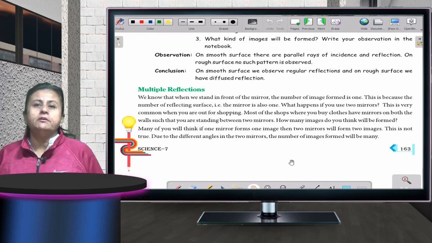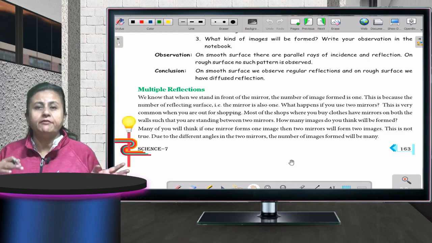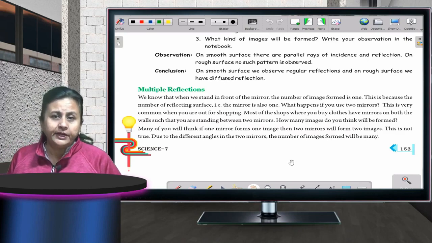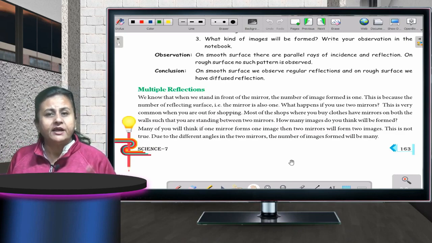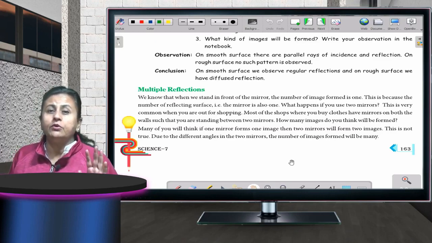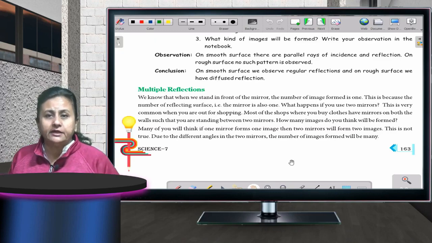What is multiple? Multiple means many. At the same time, you are getting many reflections. See, you must have gone to a salon to get your haircut. What do you see? Once your haircut is done, the barber who was cutting your hair holds the mirror at the back side of you, and you can see how your haircut is being done.